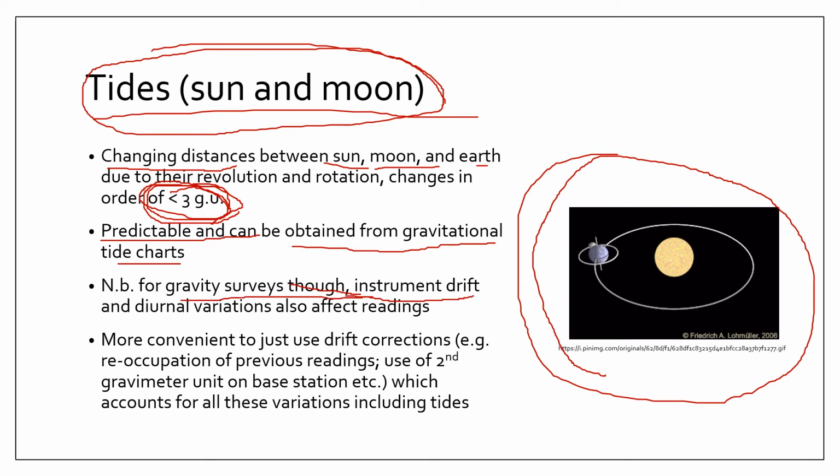You have your instrument drift and the diurnal variations that affect your readings. And most of the time, it's actually just more convenient to do a drift correction, because it will take care of everything else, like your instrument drift, the diurnal variations, and also the tidal variations. Okay, so bottom line, drift corrections are important.